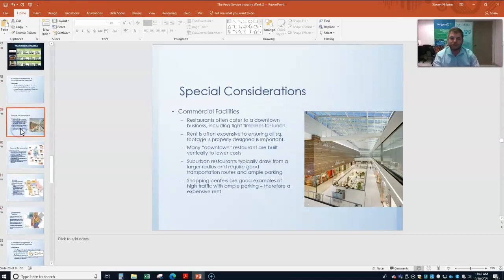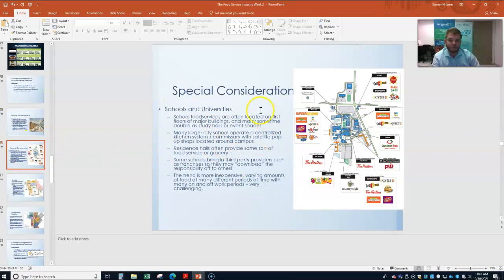There's a couple special considerations. While we do have restaurant facilities, so these are the commercial operations, we also have a couple other ones, such as schools and universities. And this also has to do with a little bit of design information. So many larger schools operate a centralized kitchen system with satellite and pop-up shops around, or residence halls. And as you can see, this is a design floor plan of a college university with all of their food operations laid out for you in Canada.